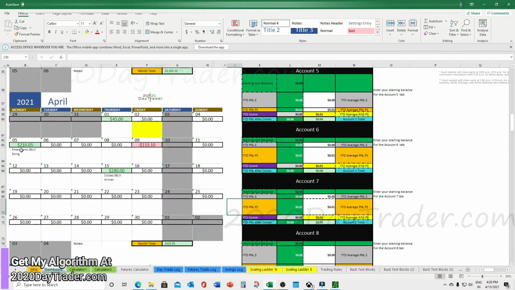And then on the dashboard, I always put in where I entered my swing and then where I exited my swing. So this way, when I come back and I'm looking at this, I can get a nice little quick look see. So 425 for the month of April so far between swing trading, futures, and day trading.